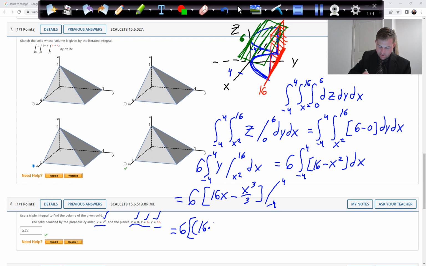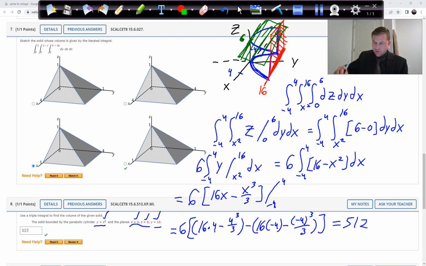16 times 4 minus 4 cubed over 3 minus 16 times minus 4 minus minus 4 cubed over 3. And if you do that and you multiply by 6, you should get 512. So I leave a few steps there at the end for you to do, but I assume you can do powers and subtractions and combine like terms. They're just numbers at this point, so it shouldn't be too bad. And that will be problem 8.